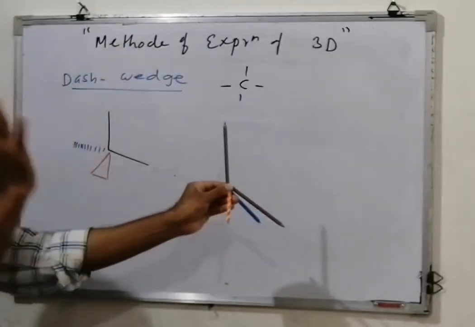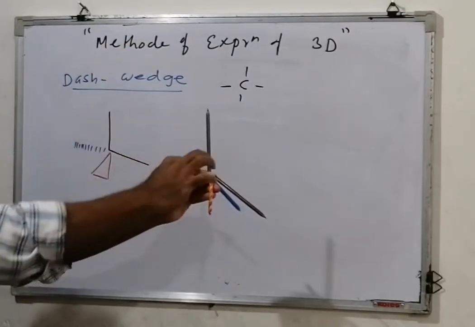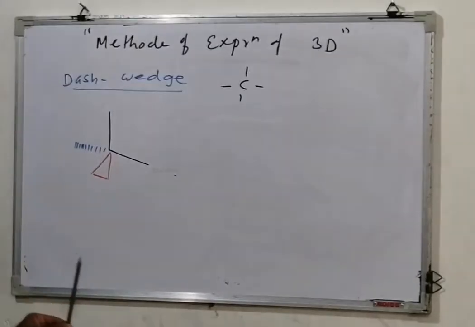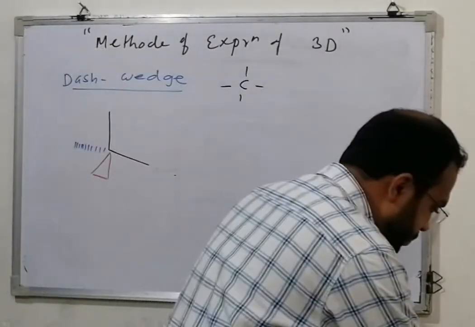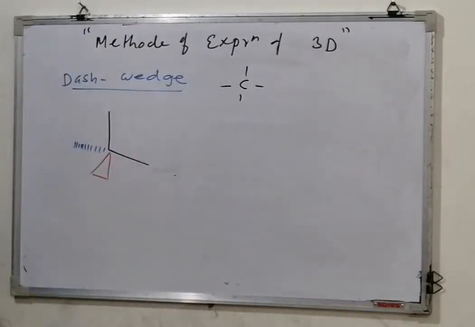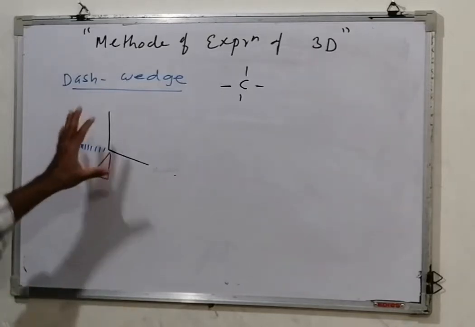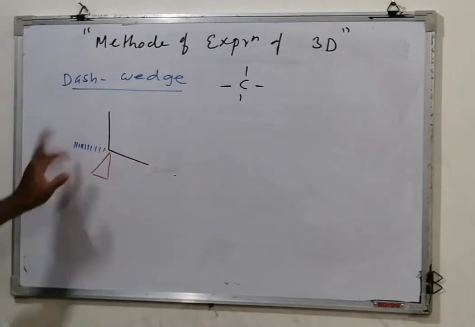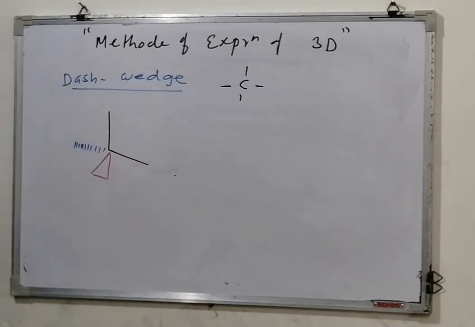These two can be placed on the board, no problem. This is away from the observer, and this is towards the observer. This is the wedge formula. Therefore, when you see the dash and wedge formula, this should be your image: this is on the plane, this is away from the observer, and this is towards the observer.